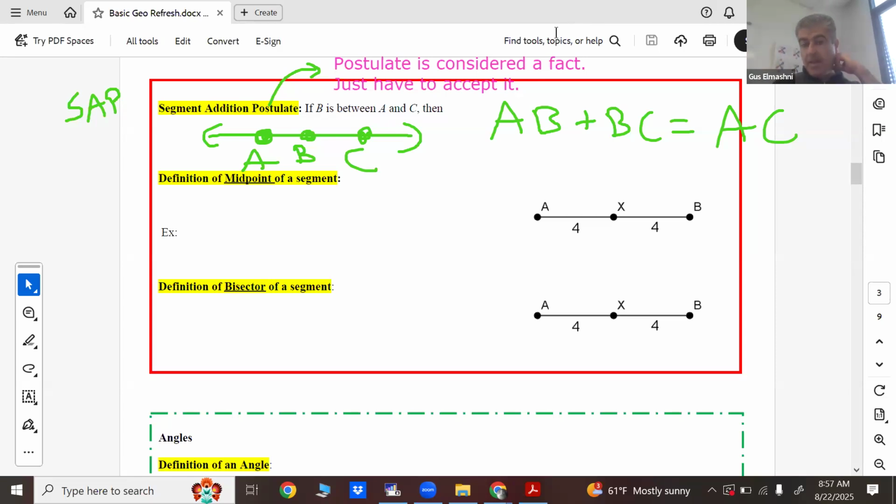Definition of a midpoint of a segment. Marco, do you want to read that? Actually, do you want to read the next two highlighted parts?